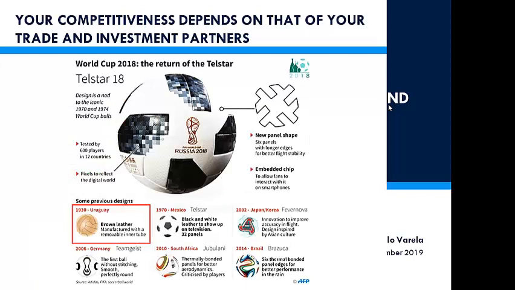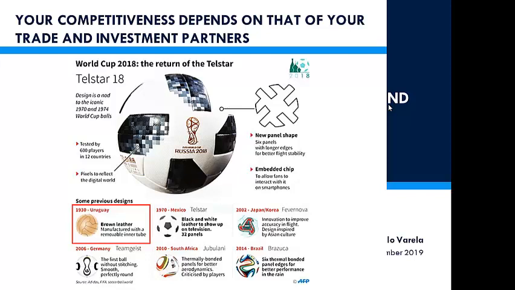The other element is that your competitiveness in a global value chain will depend on what your investment and trade partners do. So if your partner is Adidas, a sophisticated company with which you work together to produce the Telstars, that's what Pakistan exports, right, these footballs, then the competitiveness of the producers of Telstars here in Pakistan will depend on the competitiveness of Adidas.